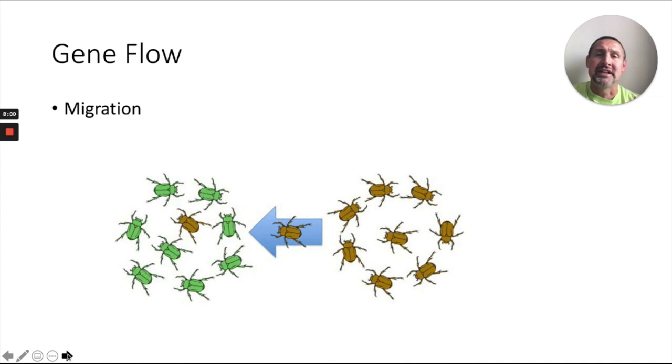Sometimes migration can introduce new genes into a population. Here's an example of a population of brown beetles, and one of the beetles somehow migrates over to the green population, and now those genes have entered that gene pool, changing that green population.